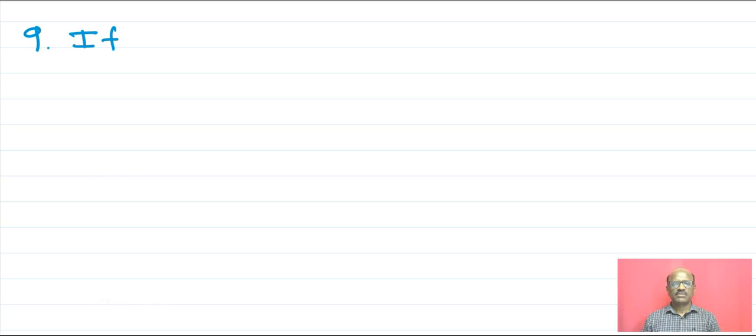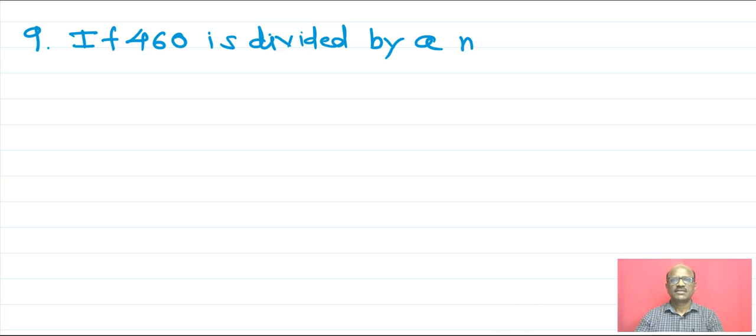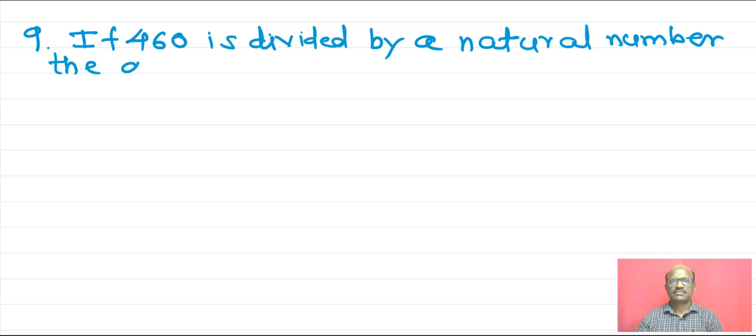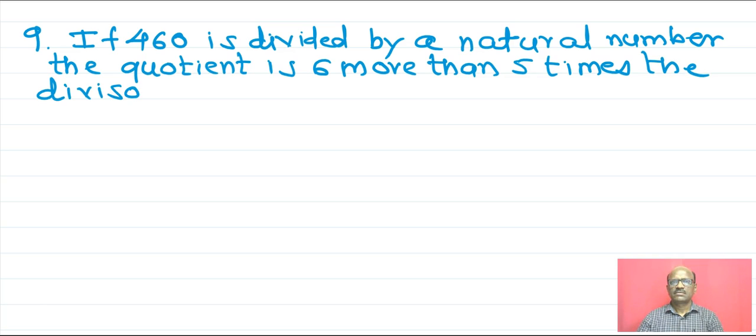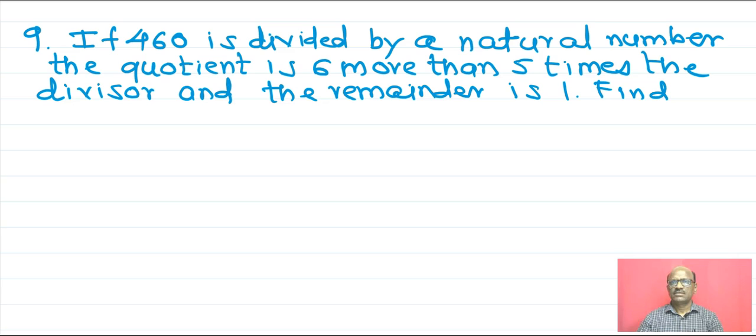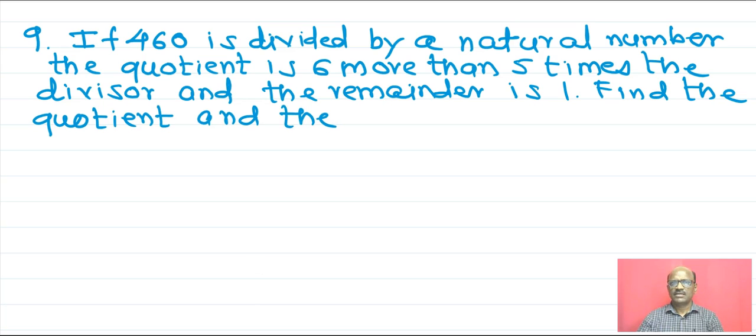Now next, question number 9, problem number 9. If 460 is divided by a natural number, the quotient is 6 more than 5 times the divisor, and the remainder is 1. Find the quotient and the divisor.